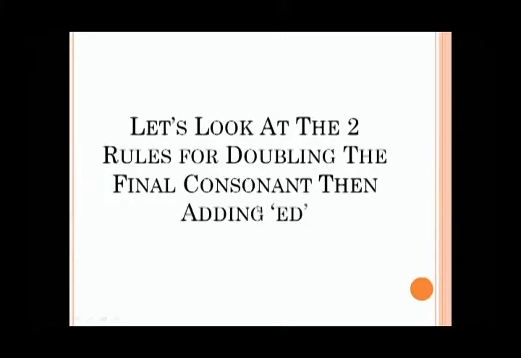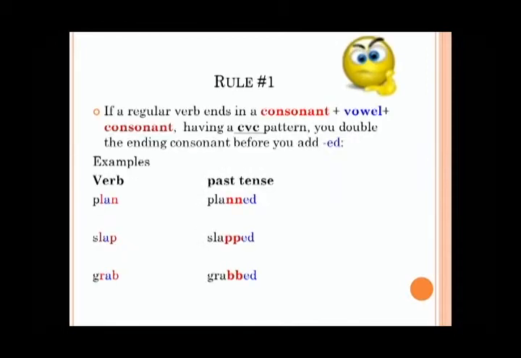Okay, boys and girls, there are 2 rules to remember. Look carefully and follow closely. We are going to have some fun learning those 2 rules. Let's look at the 2 rules for doubling the final consonant, then adding ed. Rule number 1. If a regular verb ends in a consonant plus a vowel plus another consonant having a CVC pattern, you double the ending consonant before you add ed.